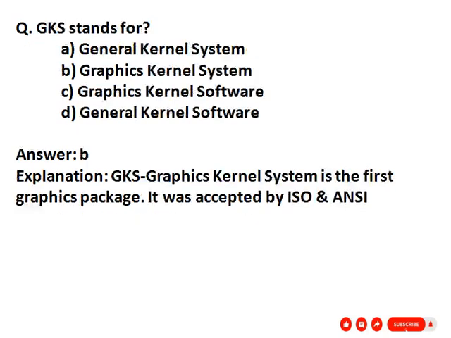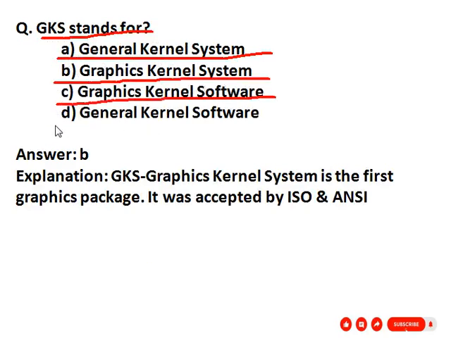Our next question. GKS stands for, given options are A. General kernel system, B. Graphics kernel system, C. Graphics kernel software, D. General kernel software. Your correct answer is option B. Graphics kernel system. GKS, graphics kernel system, is the first graphics package. It was accepted by ISO and ANSI.